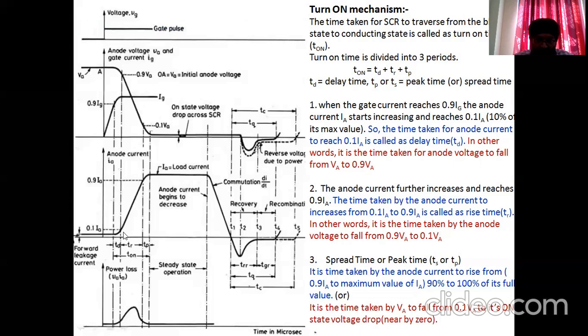Now this switching loss starts to build up from 10% of the anode current to 90% of the anode current, which happens during rise time. And during this rise time, we have the voltage dropping from 90% to 10%, and we have a high value of switching loss.